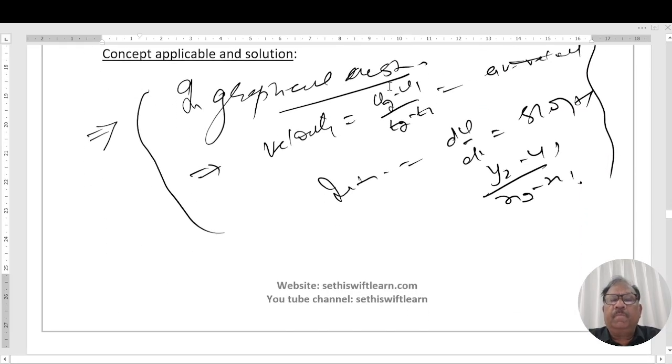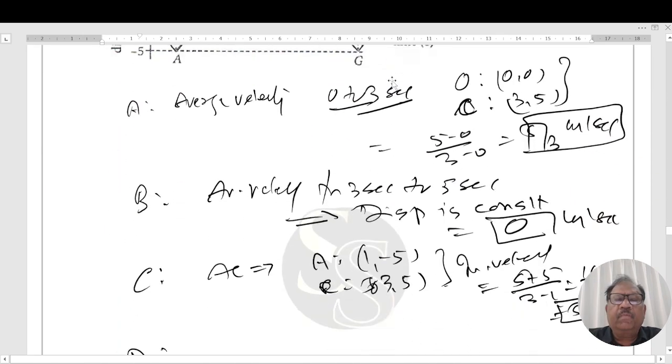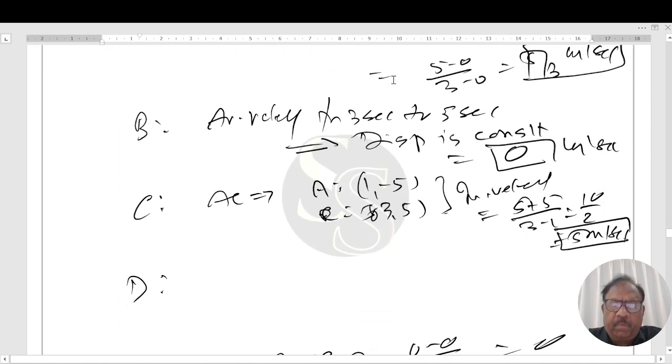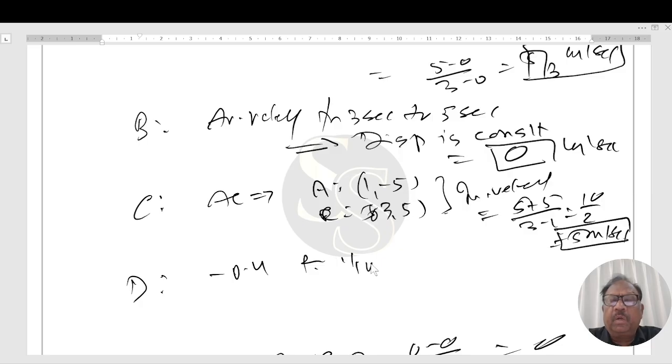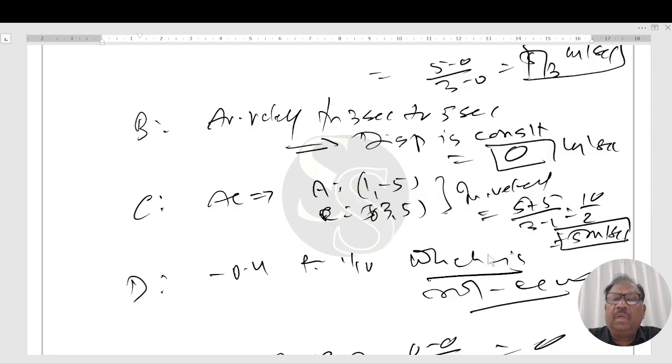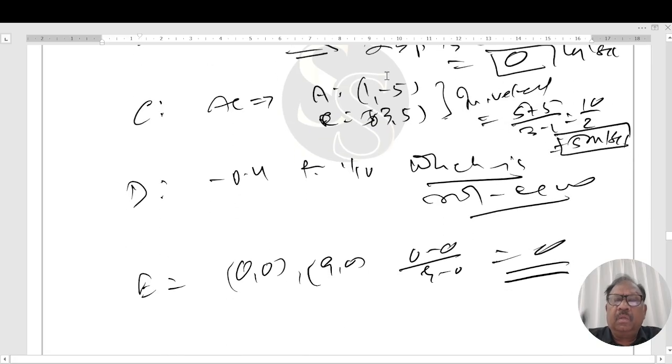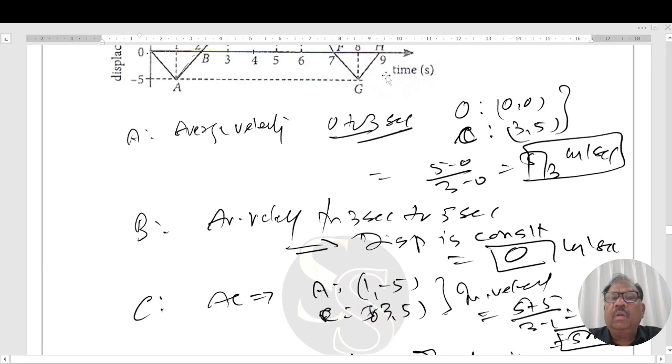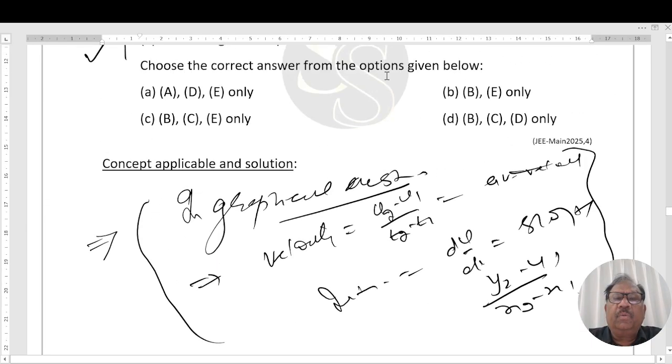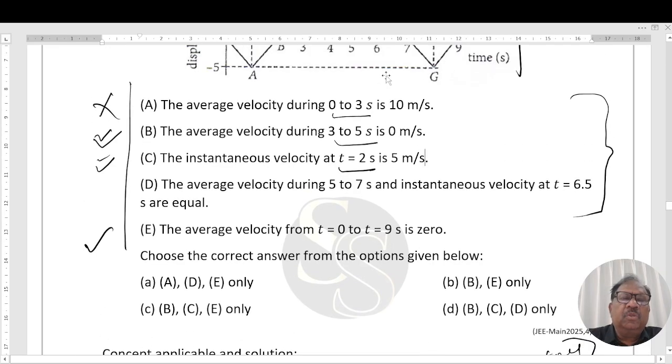On simplification, we get D comes out to be minus 0.4 and 1 by 10, which are not equal. Right? I have given the concept. For the initial point and final point, apply the formula y2 minus y1 upon x2 minus x1. So correct options are. This is wrong.